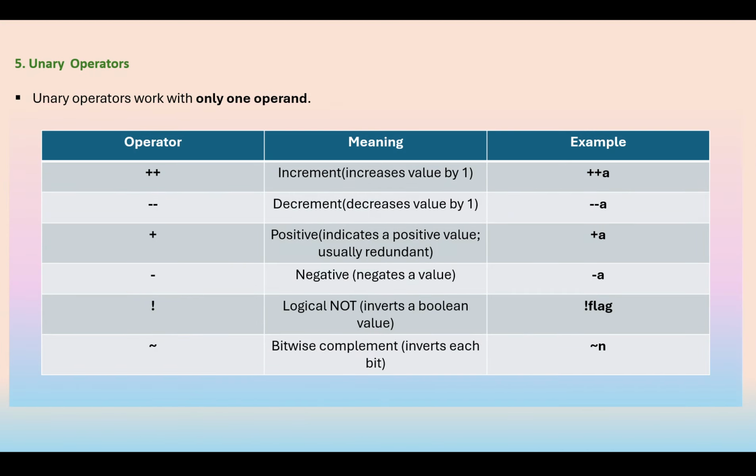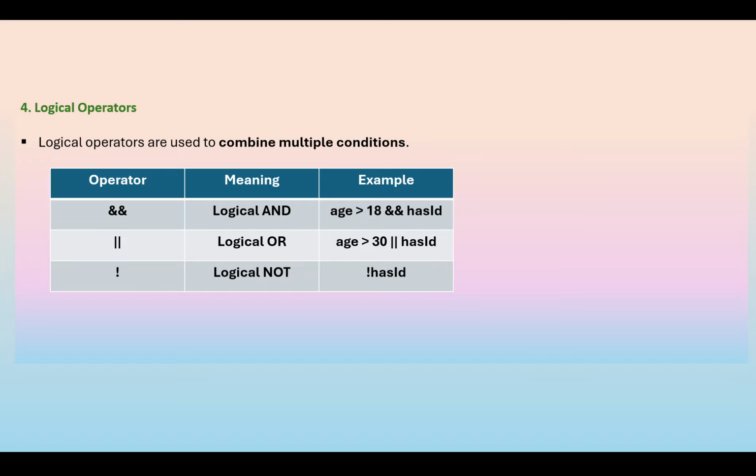Coming to unary operators, these work with only one operand. If you look at the previous examples, we have been dealing with two operands. So let's try to understand what operand means. Operand is nothing but a value or variable on which operators perform different kinds of operations. If you look at the previous example, here we have two operands. Variables are nothing but operands.